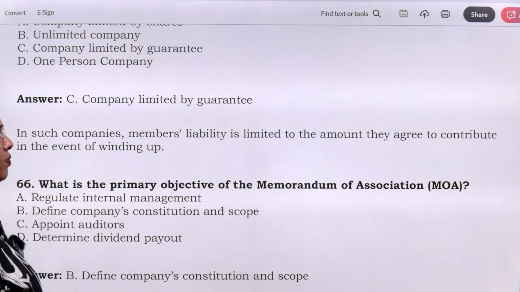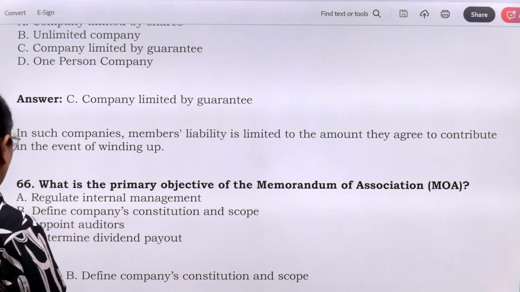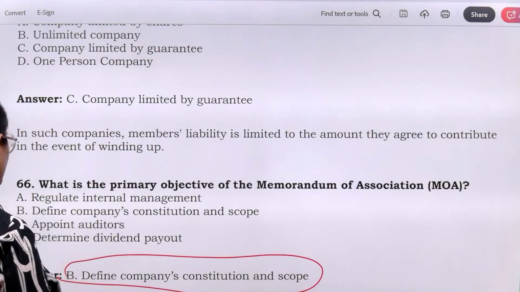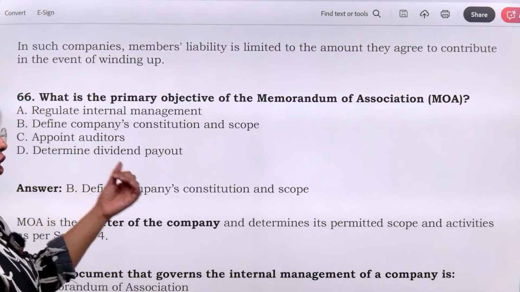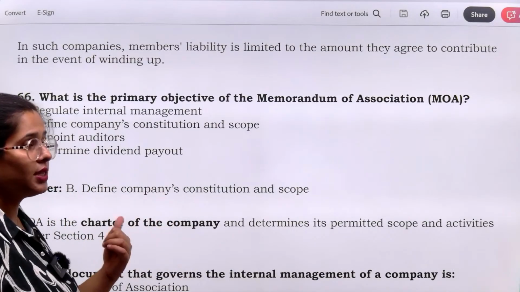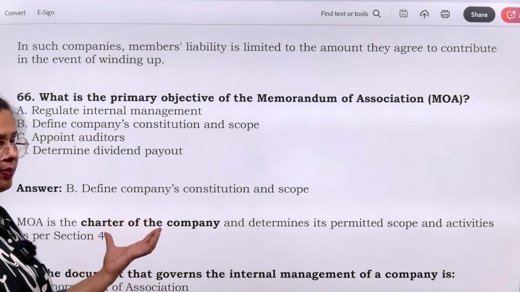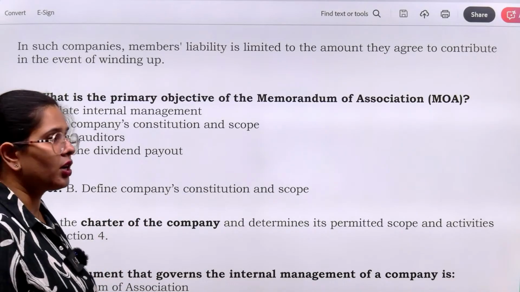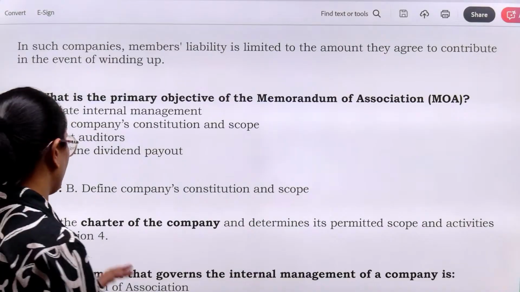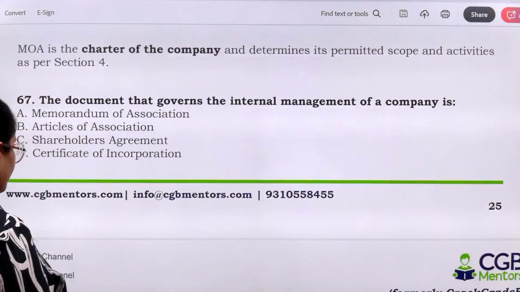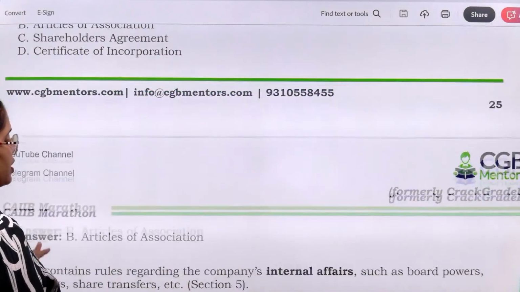What is the primary objective of MOA? MOA का primary objective क्या है? Defining the company's constitution as well as the scope. So, it talks about the objectives, it talks about the place where you are situated, it talks about who are the subscribers to the memorandum. It talks about the liability that you are having, all these things. The document that governs the internal management of the company, we call it the Articles of Association.